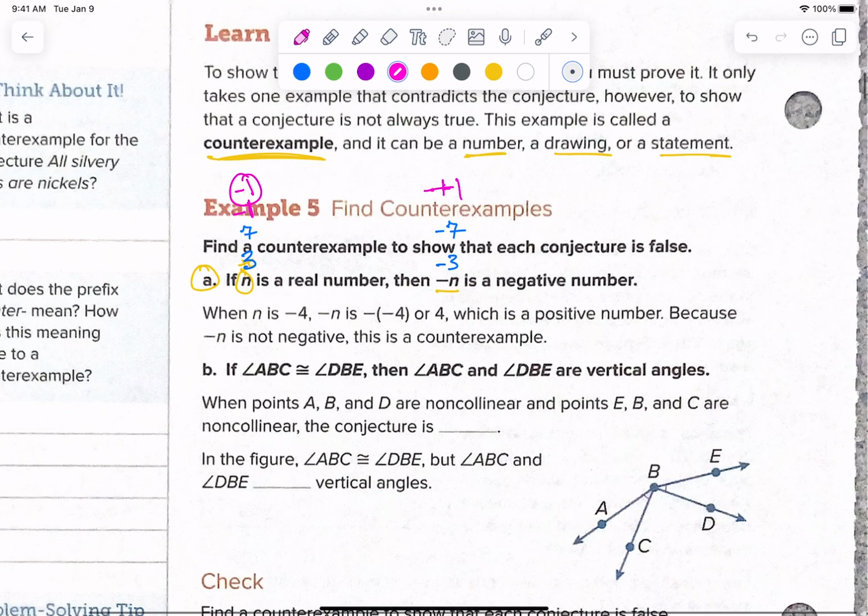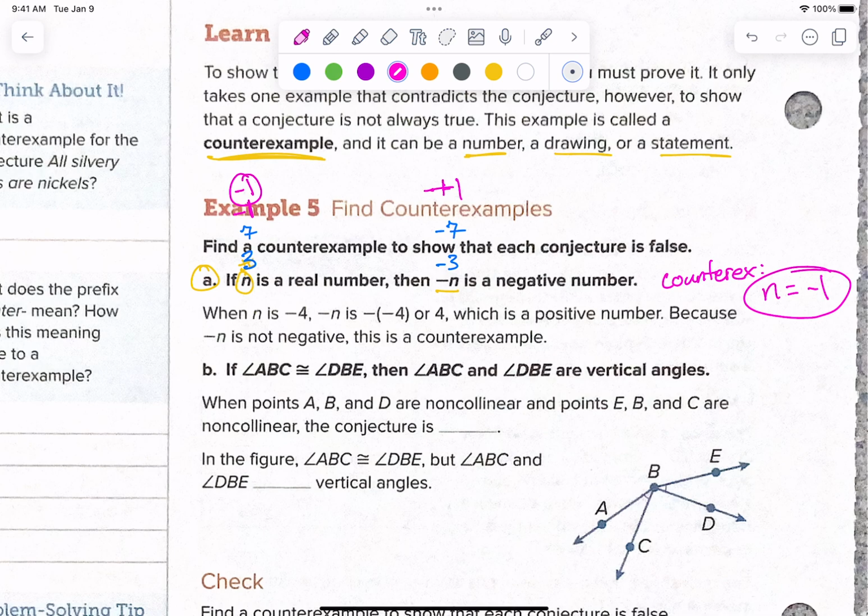So for my counterexample, I'm going to say n equals negative 1. Okay? Now you could list me a ton of them. They chose negative 4. You could have chosen 0, right? 0 is not negative. So that would work, but you only have to list one thing in order to prove the whole statement false, right?